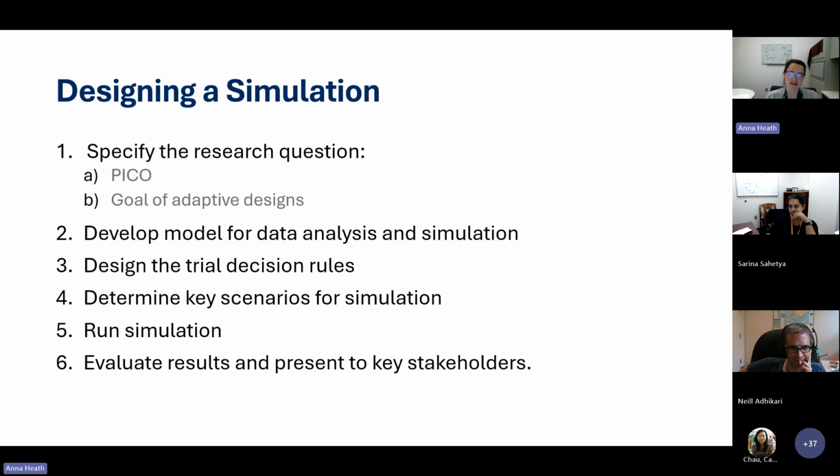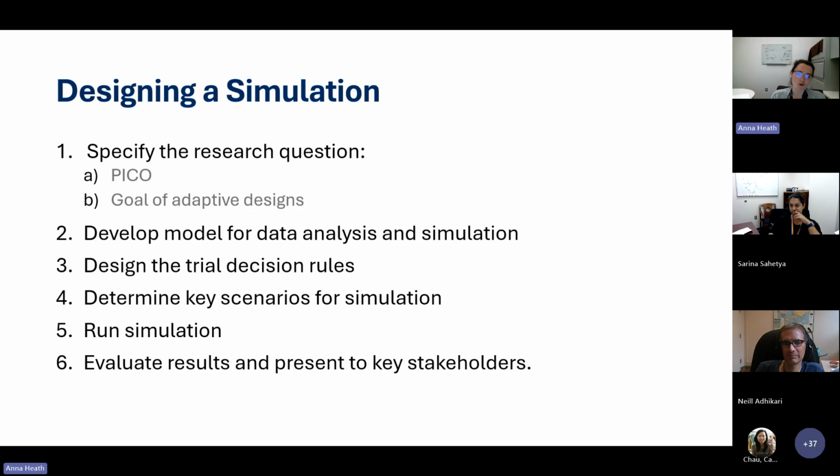This is really where the key interaction happens. Now we've got this statistical design, but we need to understand what the relevant scenarios are from a clinical perspective in order to design the trial appropriately. Then we run the simulation, and that can be quite an in-depth process, sometimes weeks, sometimes months. So it's not, okay, we've done all of that and now we can do everything in a few hours. It can really take a little bit of time.